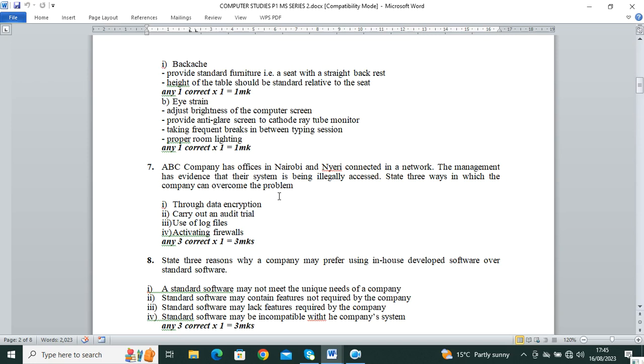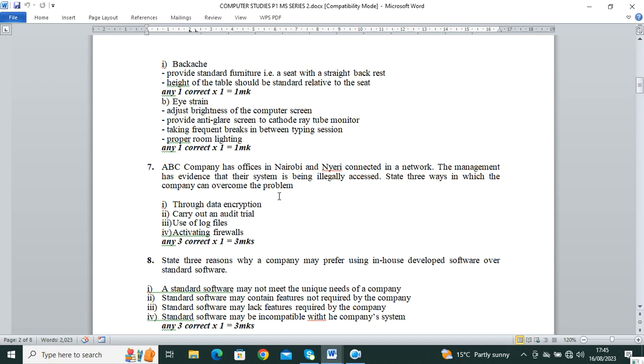So we have the answers, like you can do data encryption, that is mixing data in a way that only the sender and the recipient can read it. You can also employ ethical hackers who can try to hack your system so that they identify the loopholes or the weaknesses. That one is called audit trail.